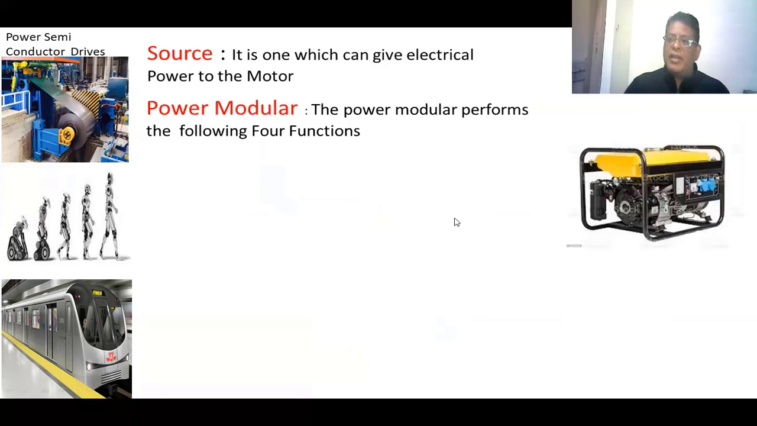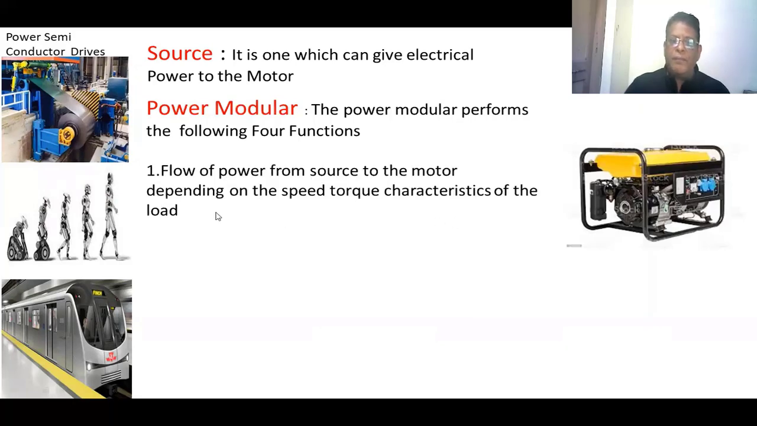The power modular is a circuit which can perform four functions. One is the flow of power from the source to the motor depending upon the speed torque characteristics of the load. The load is connected to the motor, and based upon its speed torque characteristics, the power module controls how much power is given to the motor.